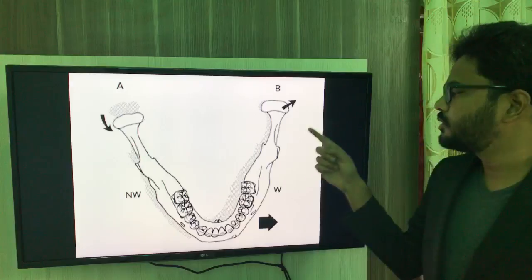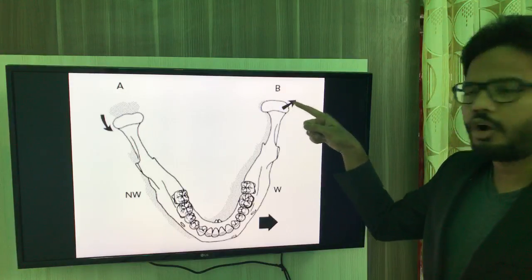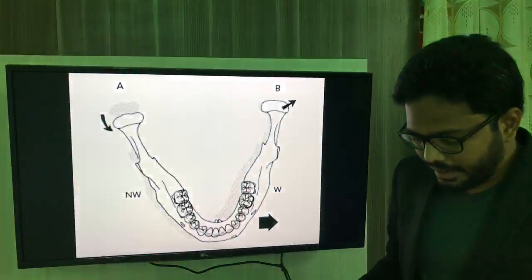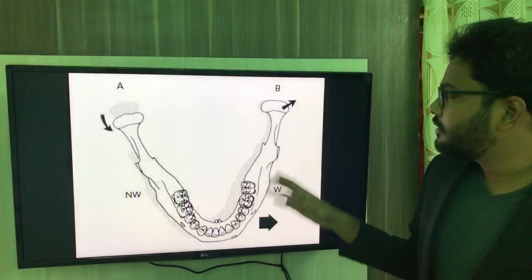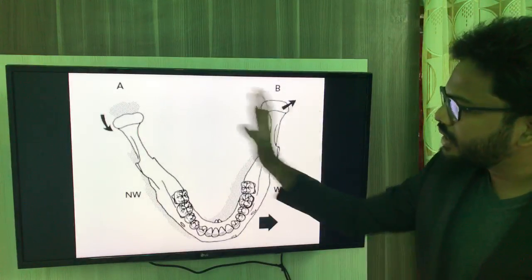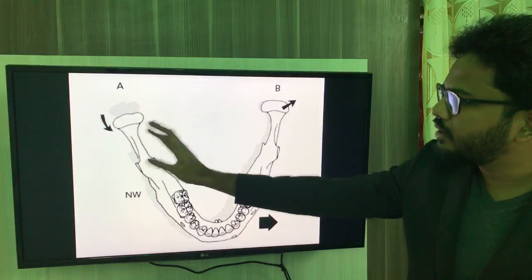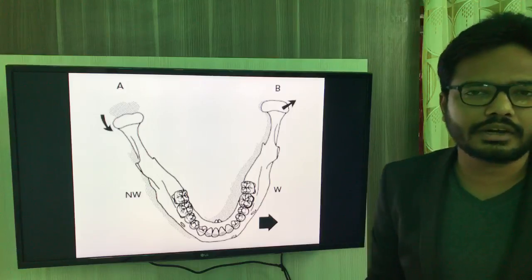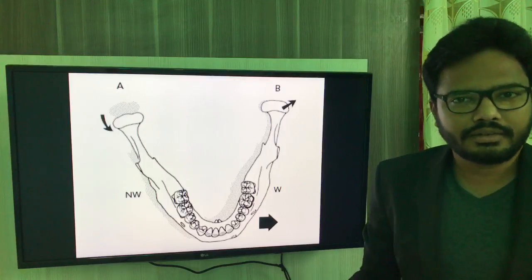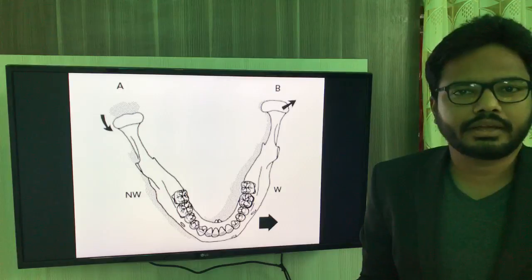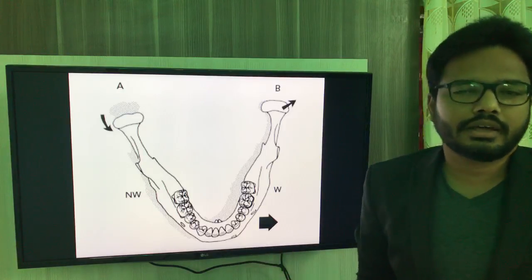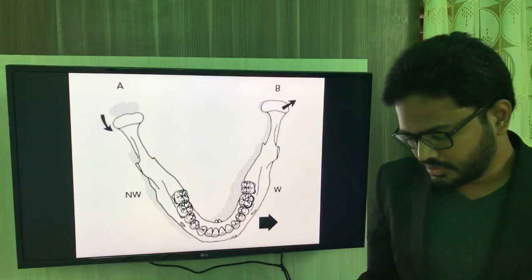The point here to be noted is the direction of movement of condyles, as you can see. On the working side, the condyles are moving backwards or posteriorly and laterally. So the movement of condyle on the working side is latero-posterior. Whereas on the non-working side, it's forwards and medial. This direction has to be noted, and it's very important, as they can ask you a question related to the same. They can ask you what is the direction of movement of condyle on the working side or on the non-working side, right? So that's very important.